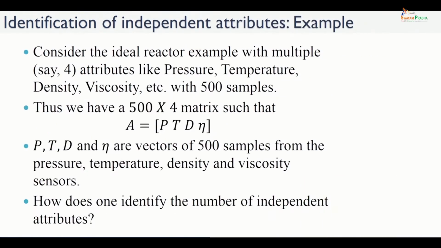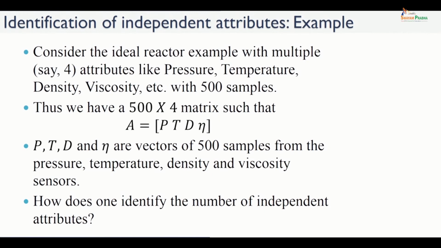So let's consider the example that we talked about, the reactor with multiple attributes. In the previous slide we talked about pressure, temperature, density. Here I have also included viscosity. Let's say I have 500 samples. Then when I organize this data with the variables in the columns and samples in the rows, I will get a 500 by 4 matrix where each row represents one of the 500 samples, and if you go across the column, it will represent the variable values at all the samples that we have taken.